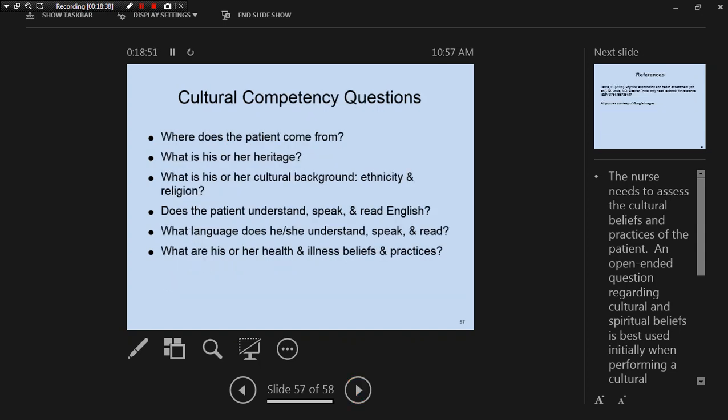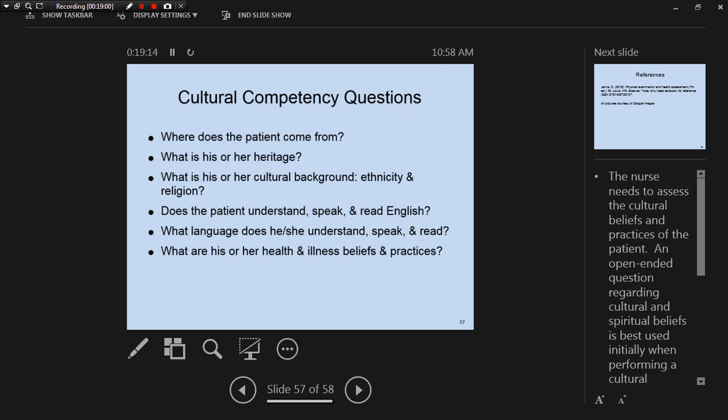And so some of the cultural competence questions that you may see in the complete health history that you guys worked on yesterday, or that you'll see in specific hospital affiliations, are: where does the patient come from? Under what circumstances? How long have they been here? What is their heritage, their cultural background, ethnicity, and then religion?